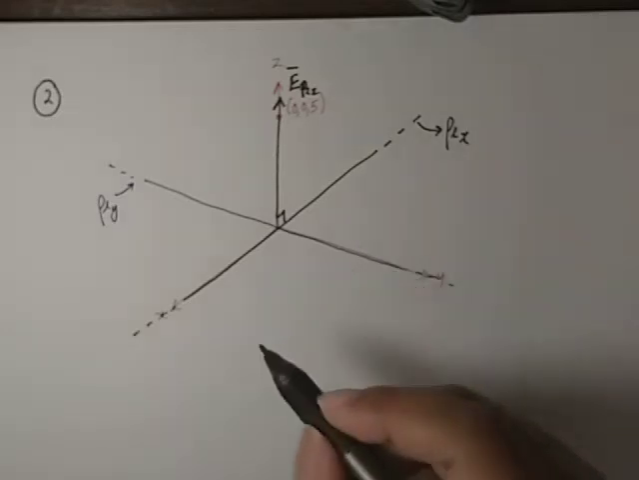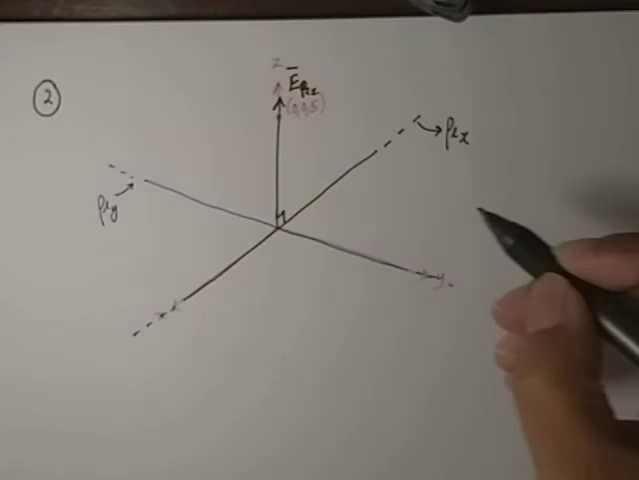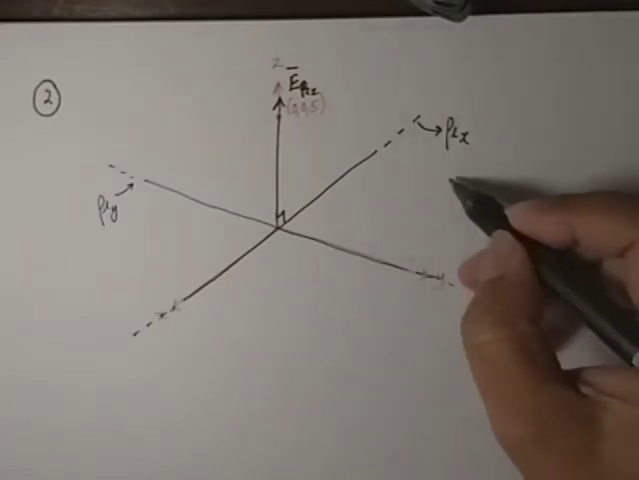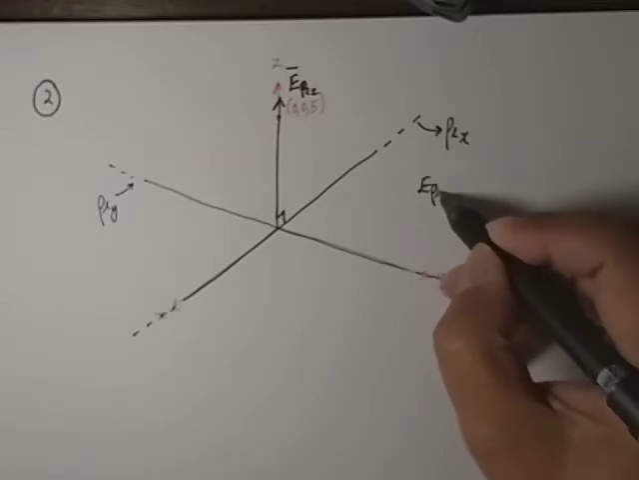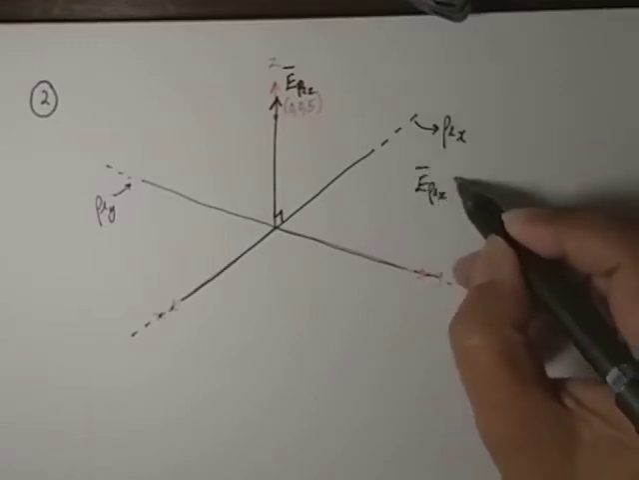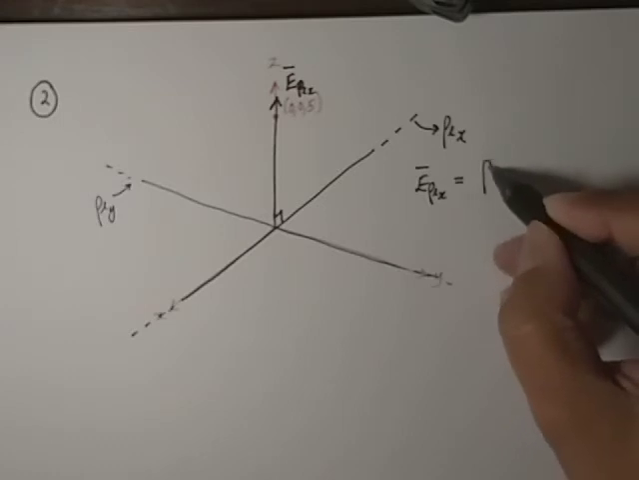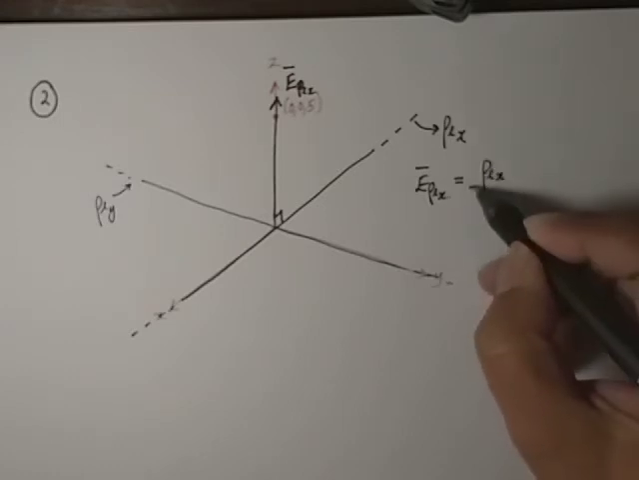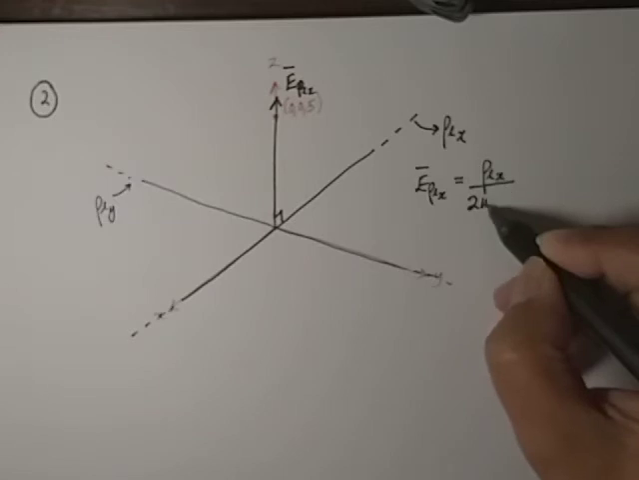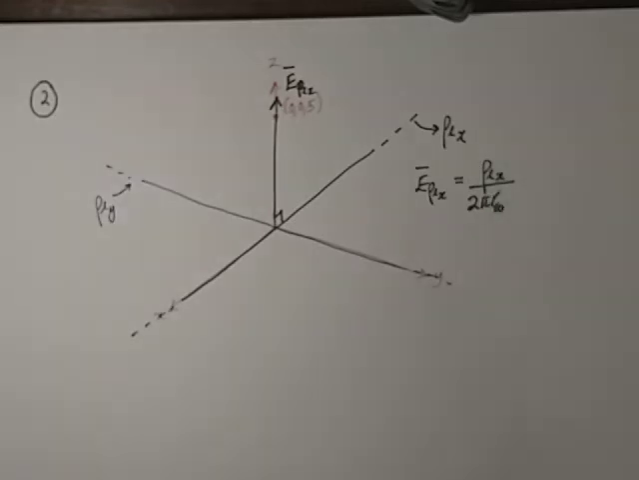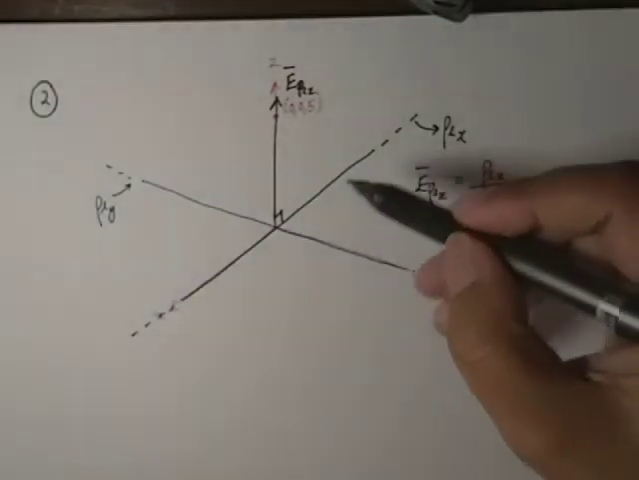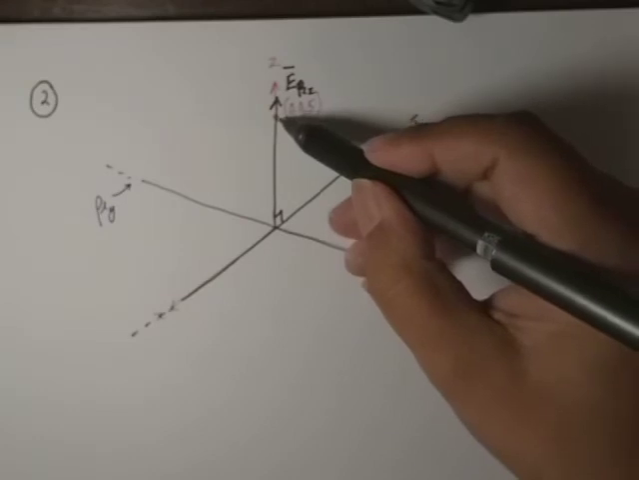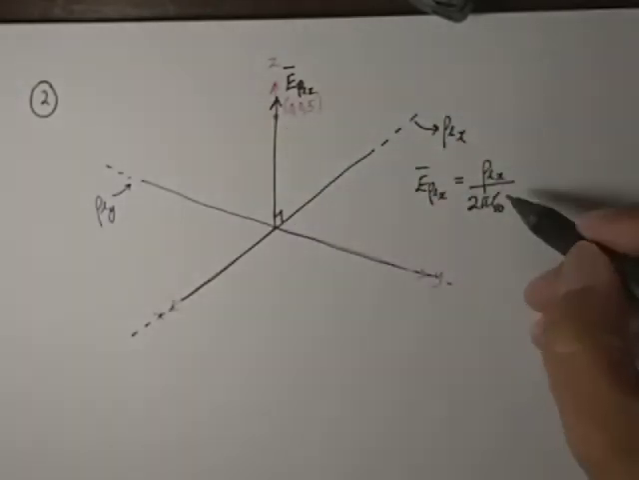So therefore, what I can conclude now is that my E rho L x should be equal to rho L subscript x, divided by 2 pi epsilon naught, and then r. What should be the r? The r is the distance between the source and the position where you want to find the E. So the r should be equal to 5.